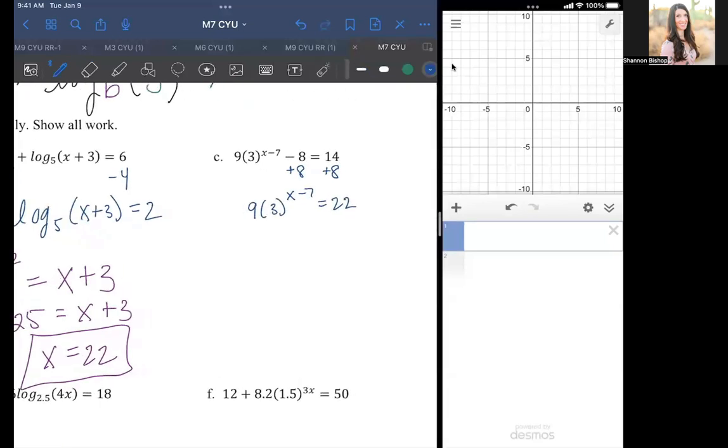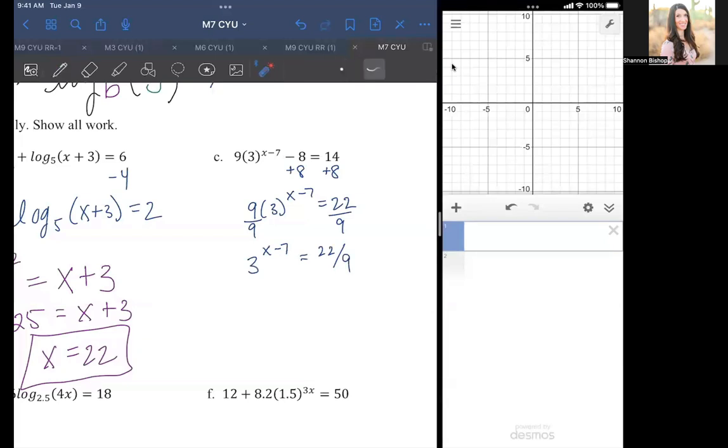Also the 9. The 9 is neither a base nor a power nor a result. He's just a multiplier on the outside. So let's undo him as well. So we get 3 to the power of x minus 7 equals 22 ninths. Now you could get the decimal equivalent there if you wanted to, but not necessary.